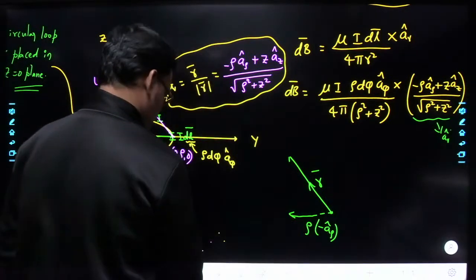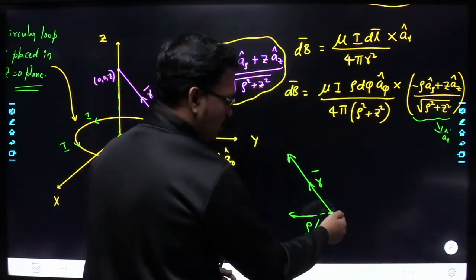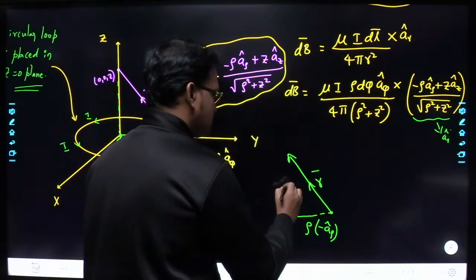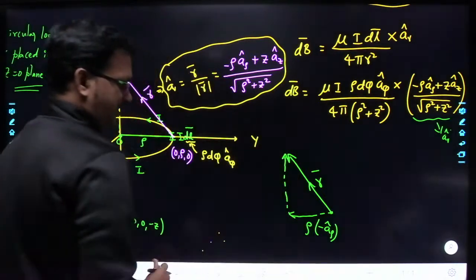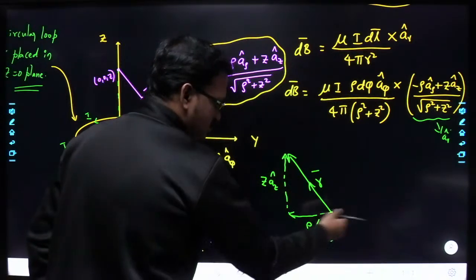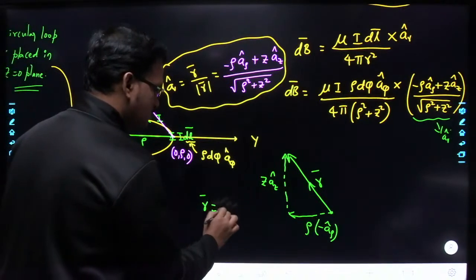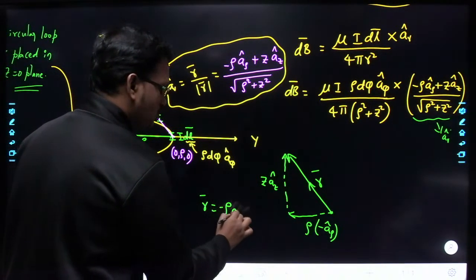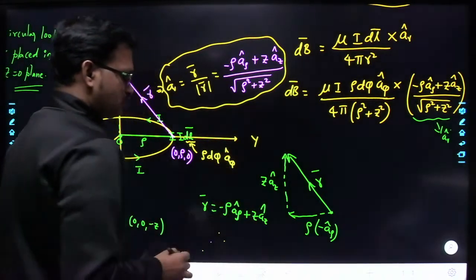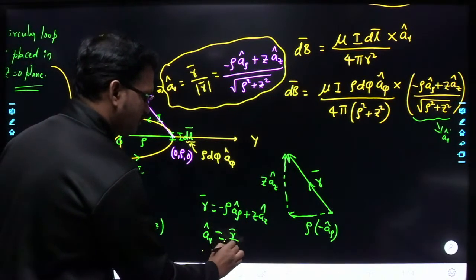Okay, see here, wait here. So this r bar can be resolved into two components. One is along minus a_r cap, and another one will be along the plus z direction. So this component is nothing but z a_z cap, and this component is nothing but rho into minus a_r cap. So r bar is equal to minus rho a_r cap plus z a_z cap. Understood? So from here also you can determine a_r cap, that is equal to r bar divided by the magnitude of r bar.